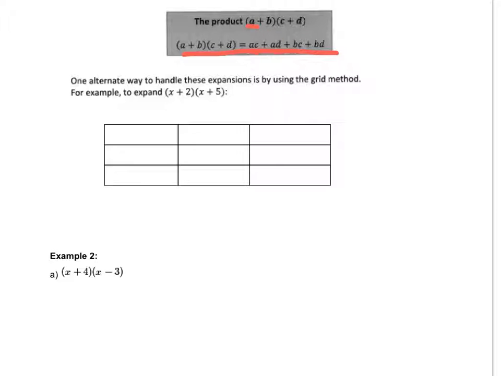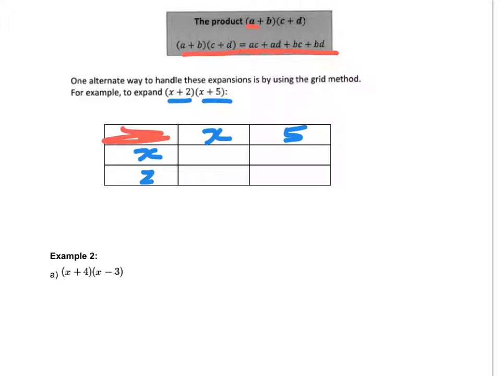But I'll show you how you can use it. If you want to multiply these two things together, look, we have x plus 2 times x plus 5. What you can do is put x and 2 here, x and 5 here. This little grid should help you work it out if you're not sure. This little box up here at the top isn't really necessary.